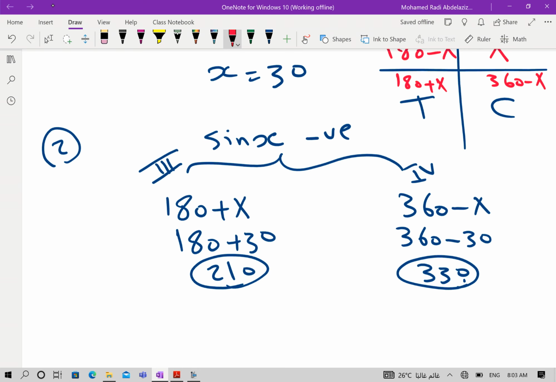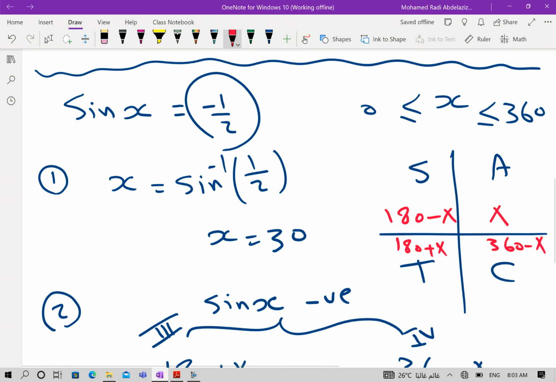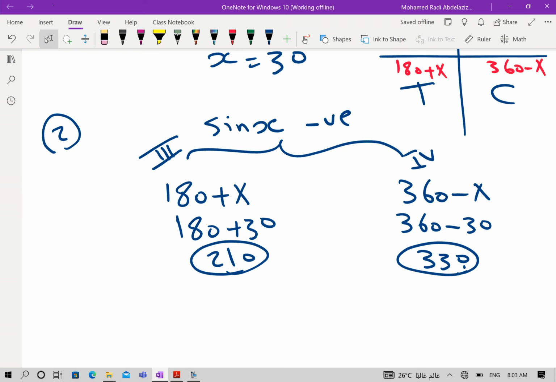Are they in the range? Yes, 210 is in the range, 330 is in the range. If you add a complete rotation, 360 degrees, is it in the range? No. If you add 360 to 330, is it in the range? No. So the final answer is 210 and 330.